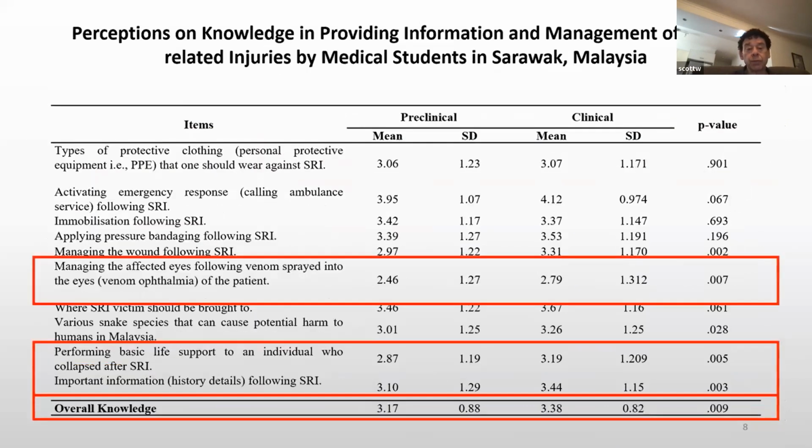Clinical students' perception on confidence level is higher compared to preclinical students in terms of performing basic life support, how to manage the affected eyes after a snake venom has been sprayed into them, and also providing important history details that need to be obtained following SRI.